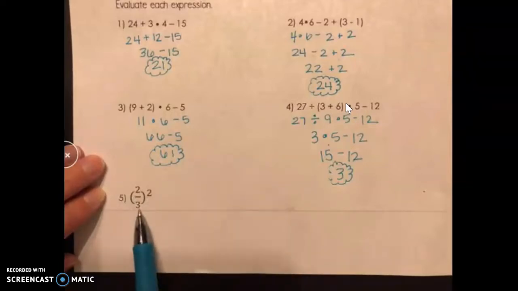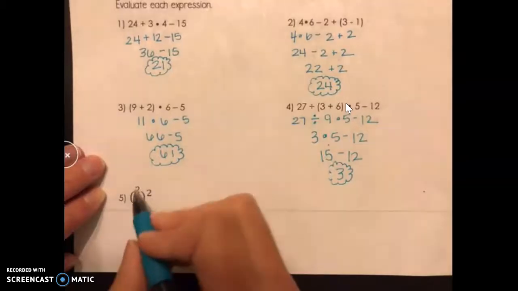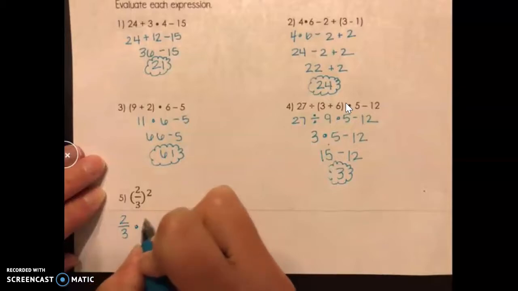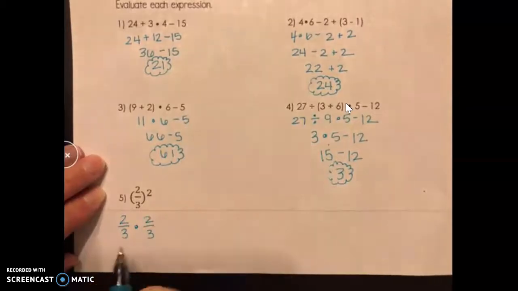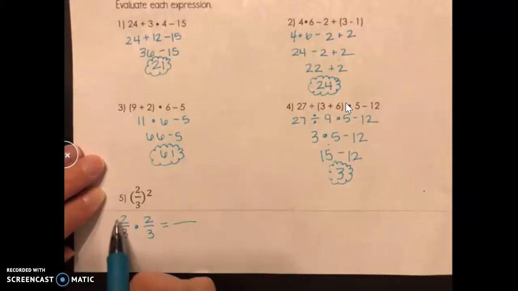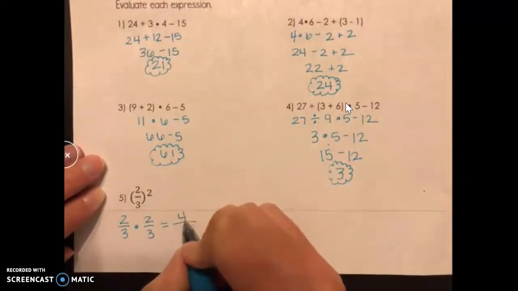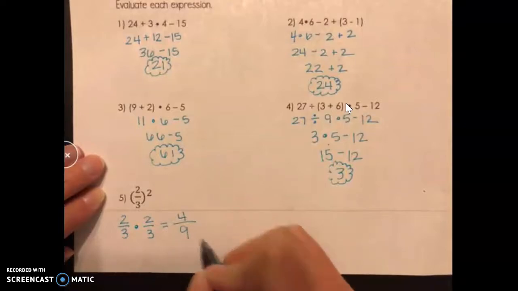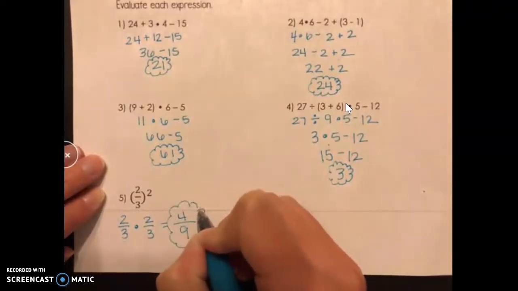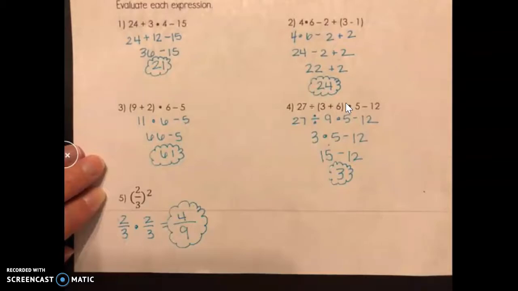So 2 thirds raised to the second power, 2 thirds squared. That means I'm just going to be multiplying 2 thirds 2 times. I'm going to multiply it by itself, times 2/3. So 2/3 times 2/3. Guys, when we're multiplying with fractions, we just multiply straight across. So 2 times 2 is 4. 3 times 3 is 9. And 4/9 is our answer. See, that one wasn't as scary as what we thought.